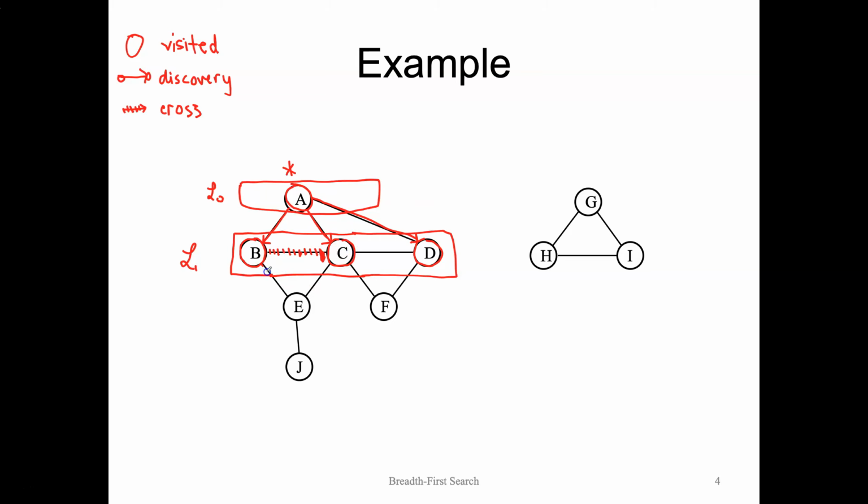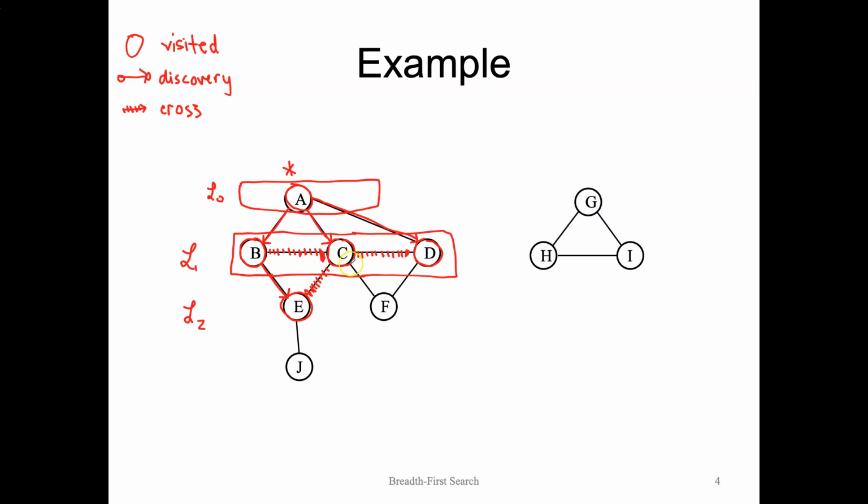And we're going to mark this edge from B to E as a discovery edge because we haven't visited E yet, but we're going to visit it now. And we're going to add E to layer 2 because this is something that we could reach from a vertex of layer 1. Now the edge from C to D we mark as a cross edge because we've already visited D. We'll mark the edge from C to E also as a cross edge because we've already visited E.